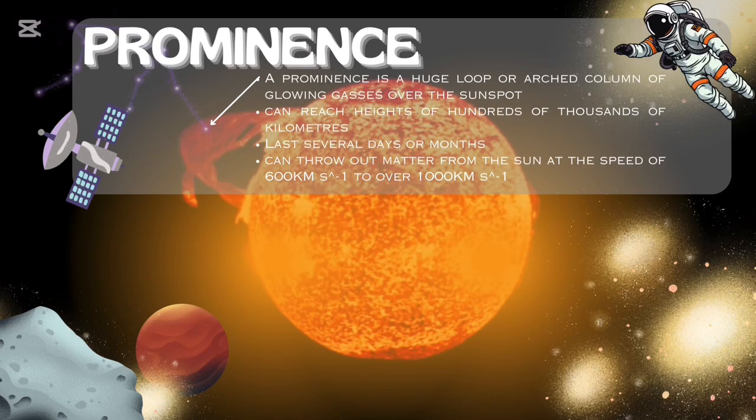Prominence, solar flare and coronal mass ejections are phenomena in which plasma is thrown out from the Sun to outer space. Prominence is a large coil or arch column made up of glowing gases over sunspots. Prominence can reach heights of hundreds of thousands of kilometers. Prominence may last for a few days to several months. Glowing gas can be thrown out by powerful prominence into outer space at speeds ranging from 600 km per second to more than 1,000 km per second.